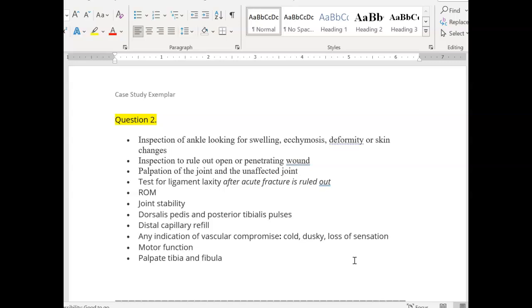You're inspecting the ankle, looking for swelling, deformity, etc. So I don't want just inspect the ankle. I want inspect the ankle looking for blah, blah, blah. I'm going to test range of motion. I'm going to test for joint stability. I'm going to test for dorsalis pedis and posterior tibialis pulses. I'm going to test the capillary refill, right? So these are specific things. Again, if someone was here for a fever, I'm not going to make sure that I test the ankle range of motion for a fever necessarily.